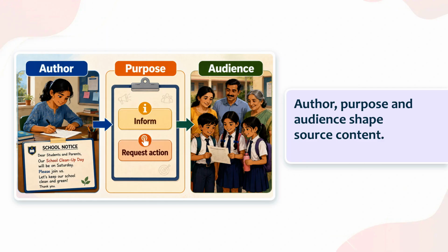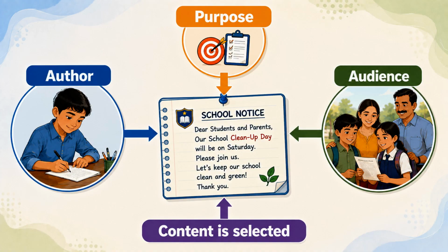The arrows show one communication situation. Author, purpose, and audience shape source content. A source is made by someone, for a reason, and for particular receivers. This does not mean that a source is automatically wrong because it has a purpose. It means we should understand the job the source was meant to do. A notice written to request action may stress the information needed for that request. Knowing the audience also helps explain why language or detail may be chosen in a certain way. Written sources therefore need thoughtful reading rather than automatic trust.